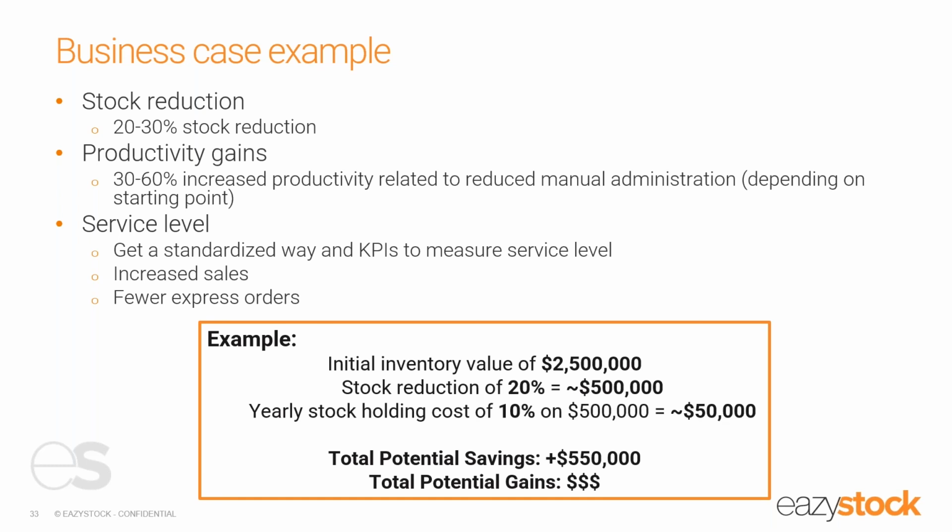So let's walk through the example. Let's say you have an initial inventory value of about $2.5 million. Conservative stock reduction of 20% would equate out to be approximately $500,000. On top of that, we see a yearly stock holding cost savings of about 10% on that $500,000, giving you a potential ROI of $550,000. So quite a good ROI. Typically, we would see that between 6 and 8 months, but again, it just depends on how aggressive you want to get with the system.